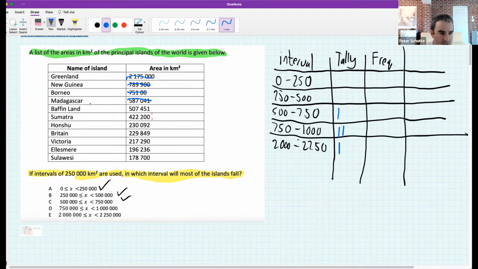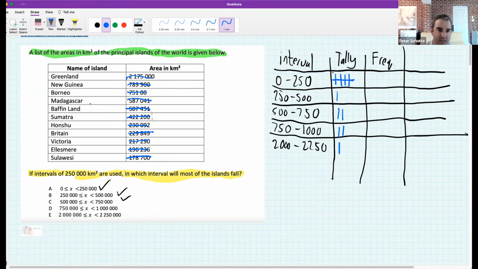587 goes into that interval. 507 also goes in that interval. 422 goes in that interval. 230 goes here. 229 goes there. 217 goes there, 196 goes there, and 178. Now, when we normally do a tally, when we get to 5, we just draw a line like this.